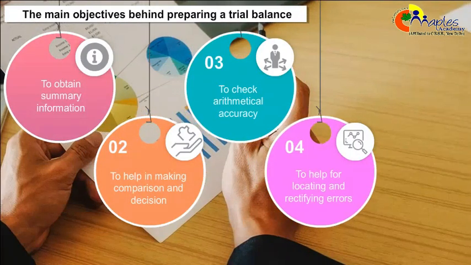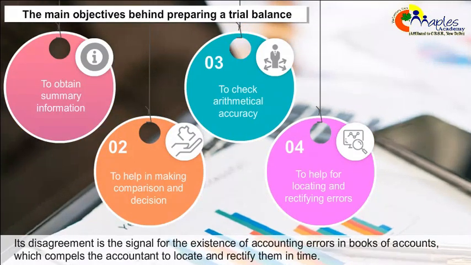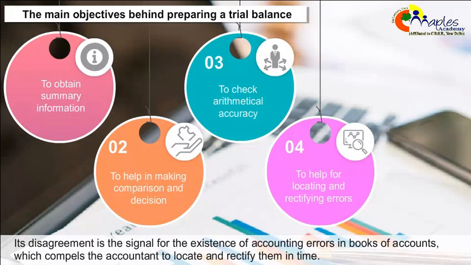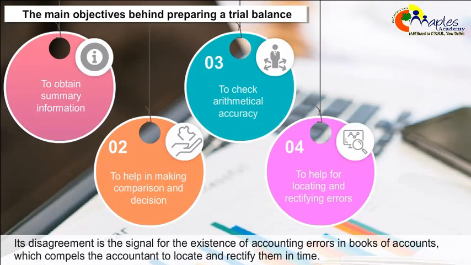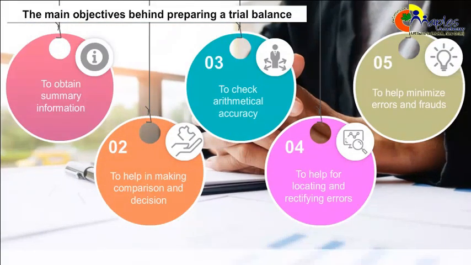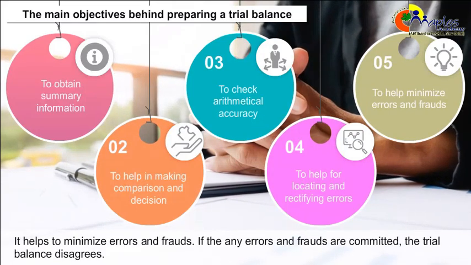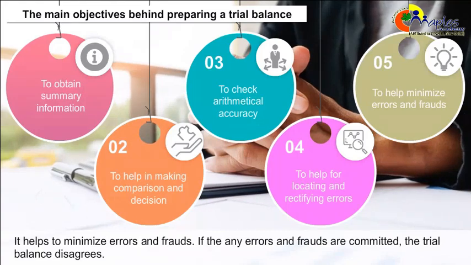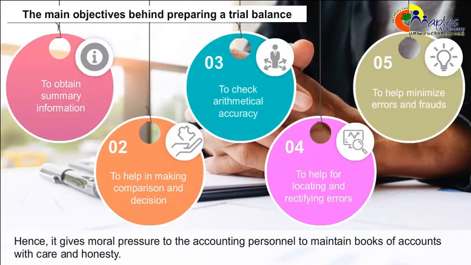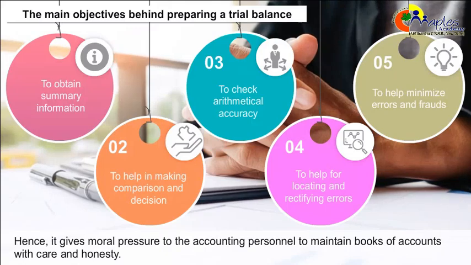4. To help for locating and rectifying errors. Its disagreement is the signal for the existence of accounting errors in the book of accounts, which compels the accountant to locate and rectify them in time. 5. To help minimize errors and frauds. It helps to minimize various types of accounting errors and frauds. If any errors and frauds are committed, the trial balance disagrees. Hence, it gives moral pressure to the accounting personnel to maintain books of accounts with care and honesty.